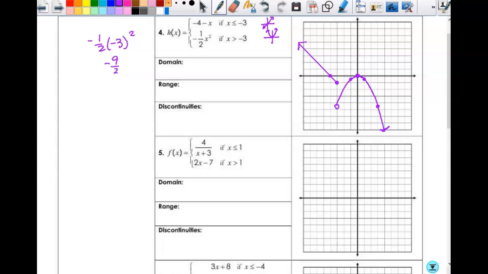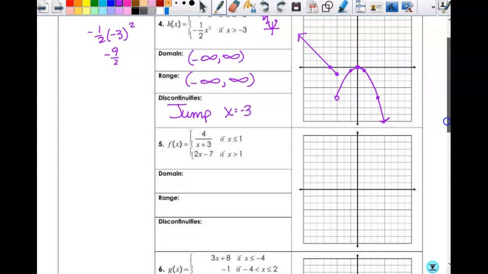Okay, what questions do you have? Anything? All right. Domain, are all the x's or all real numbers taken care of for the domain? Yes. From negative infinity to infinity, it's continuous. So negative infinity to infinity. Is it continuous for the range, negative infinity to infinity? Yes, it is. Negative infinity, all the y values that exist are taken care of. And we have what kind of discontinuity? Jump. No, not necessarily. We've got the jump at x equals negative 3.